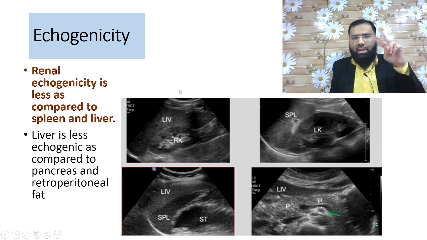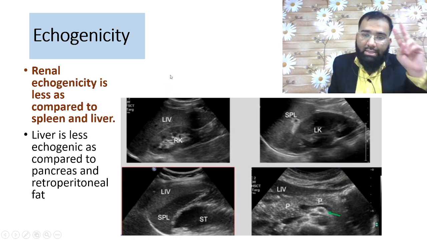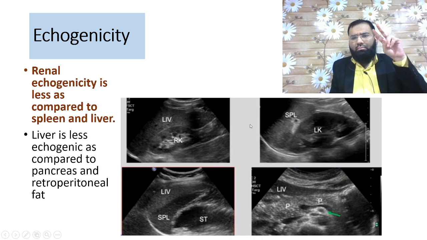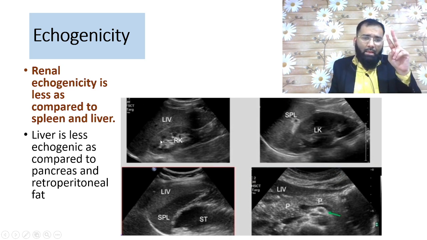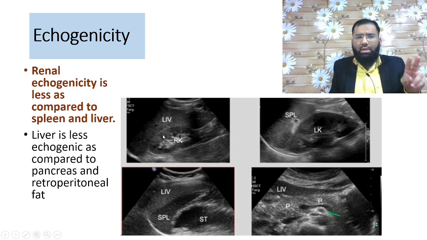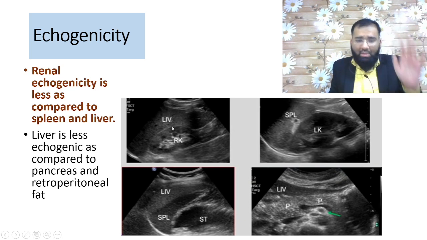Now we come to the next important point, which is echogenicity. Now, after size, renal echogenicity is an important factor. Now look at this. Kidney is less echogenic as compared to liver as well as spleen. This is a very important statement. Okay, kidney echogenicity is less as compared to liver as well as compared to spleen.